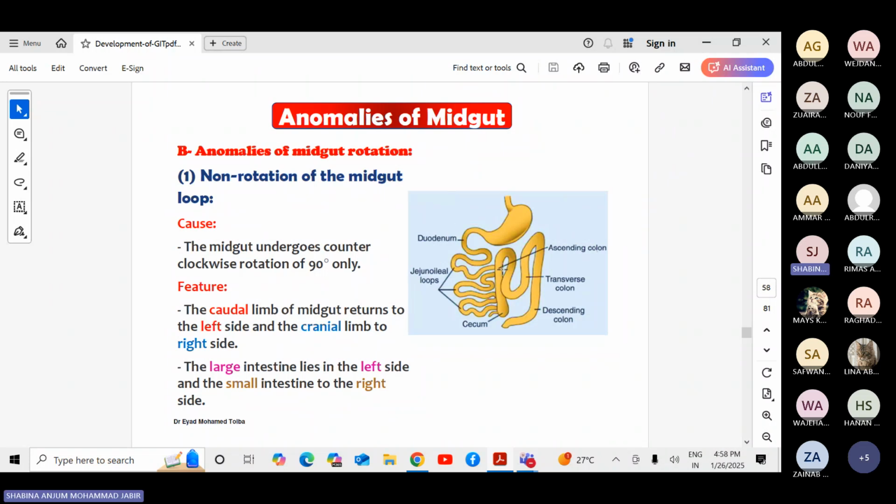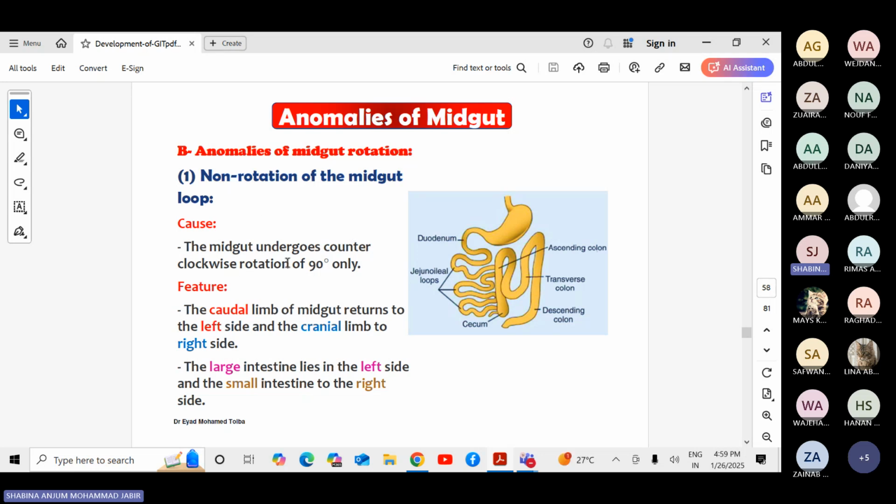Now, what will happen if there is no rotation? Can you see here the stomach and the duodenum coming, the small intestine in one position, the large intestine in one position. So do you remember in today's case, did you see something about malrotation? Yes, we saw. So this is the non-rotation.